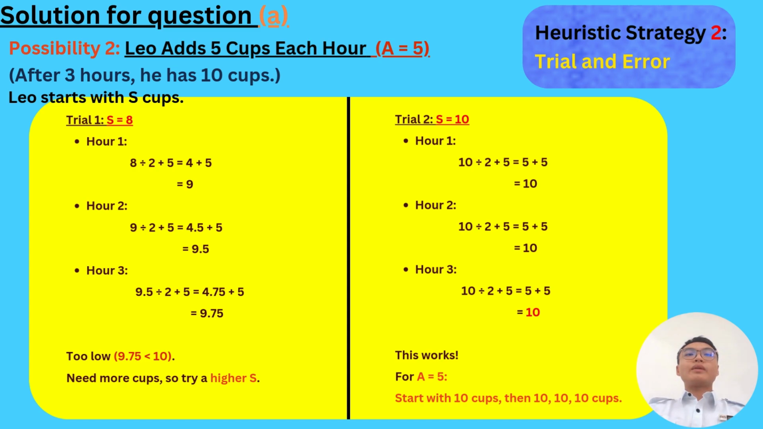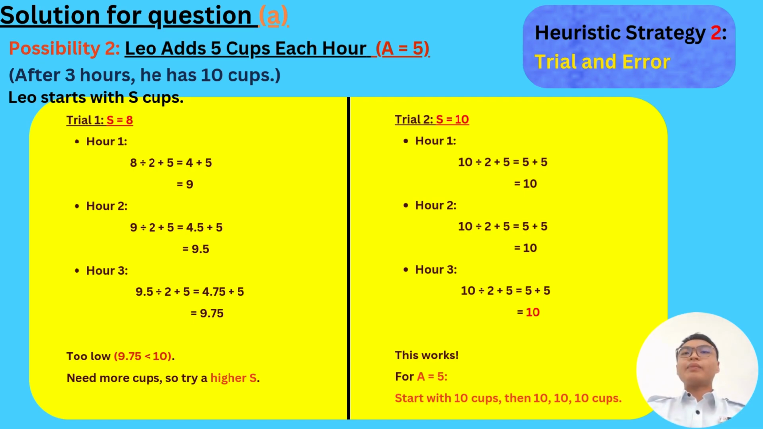Now we do the trial and error for possibility 2. Leo adds 5 cups each hour and A equals 5. We know that after 3 hours, he had 10 cups and Leo starts with S cups. For trial 1, we assume S equals 8. Then we do the same way as possibility 1. After hour 3, Leo has 9.75 cups and 9.75 is too low for 10, so we need to try a higher S.